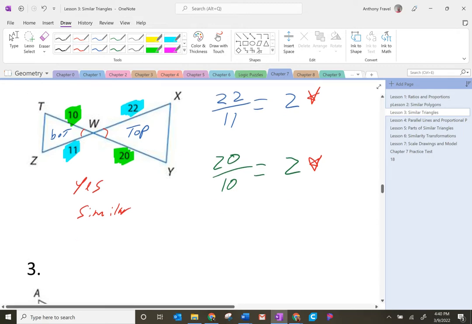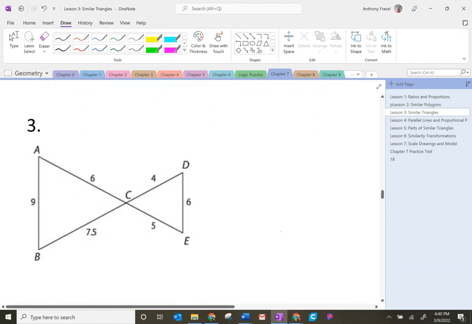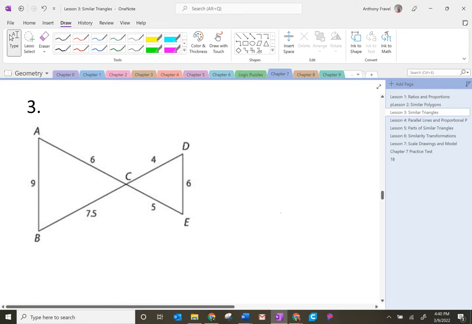All right, on to the next example. Okay, if need be, go ahead and hit pause for a second, and then you can draw that picture. Otherwise, I'm going to keep on going.